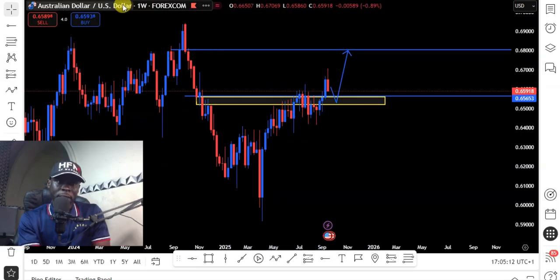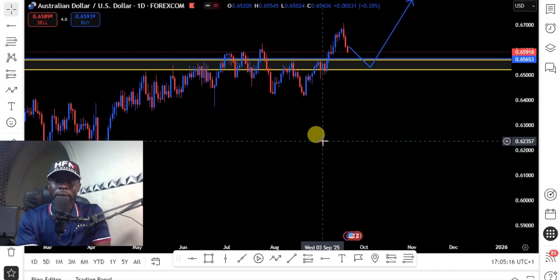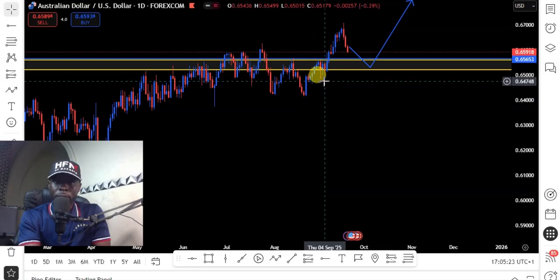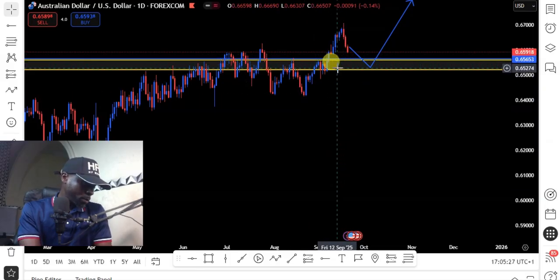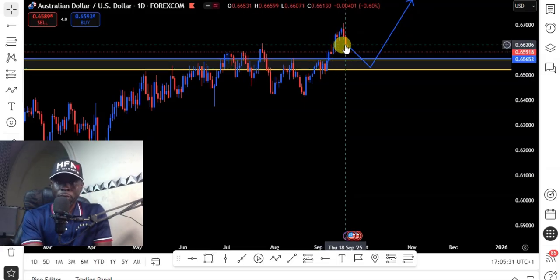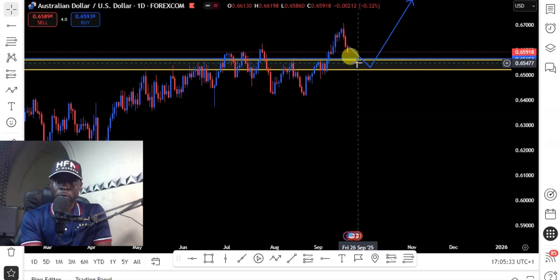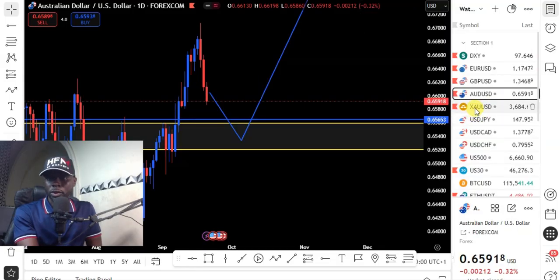So let's look at the daily chart of AUDUSD. On my daily chart, you can see we also have this lower low, higher low, which indicates a possible buying opportunity for the AUDUSD. So long as we have the series of higher lows, which indicates a possible buying opportunity, we'll be looking for more buying opportunities on AUDUSD this week.